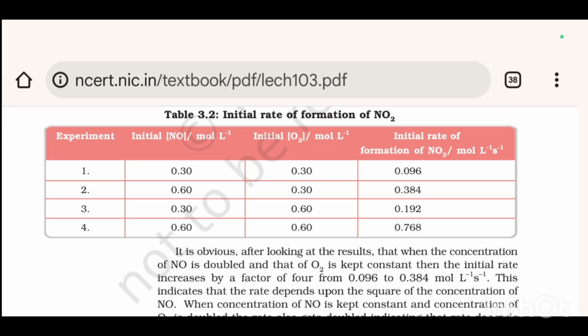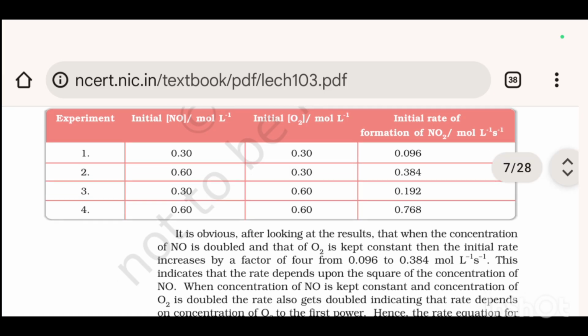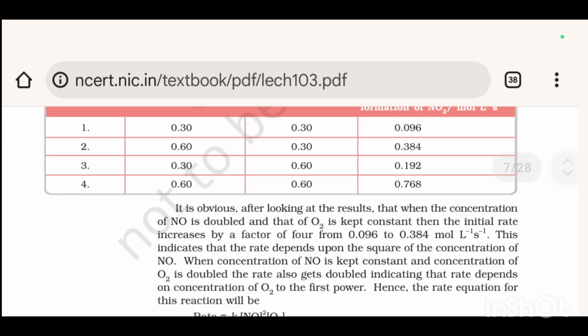It is obvious after looking at the results that when the concentration of NO is doubled and that of O2 is kept constant, then the initial rate increases by a factor of 4, from 0.096 to 0.384 mole liter inverse second inverse. This indicates the rate depends upon the square of concentration of NO. When concentration of NO is kept constant and concentration of O2 is doubled, the rate also gets doubled, indicating the rate depends upon concentration of O2 to the first power.